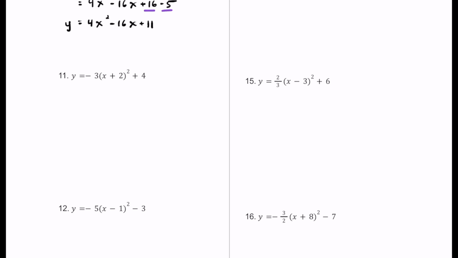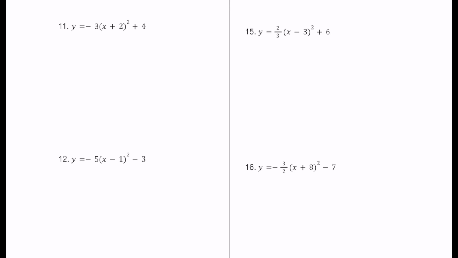For number 11, we have y is equal to negative 3 times the quantity of x plus 2 squared plus 4. Let's go ahead and write this out. Let's take this negative 3, and then I'll write out the binomials one more time here, x plus 2 and x plus 2. Okay, and then we're going to add 4 on the outside here. So we'll go ahead and multiply x times x, then x times 2, then we have another x times 2, and then we have 2 times 2.